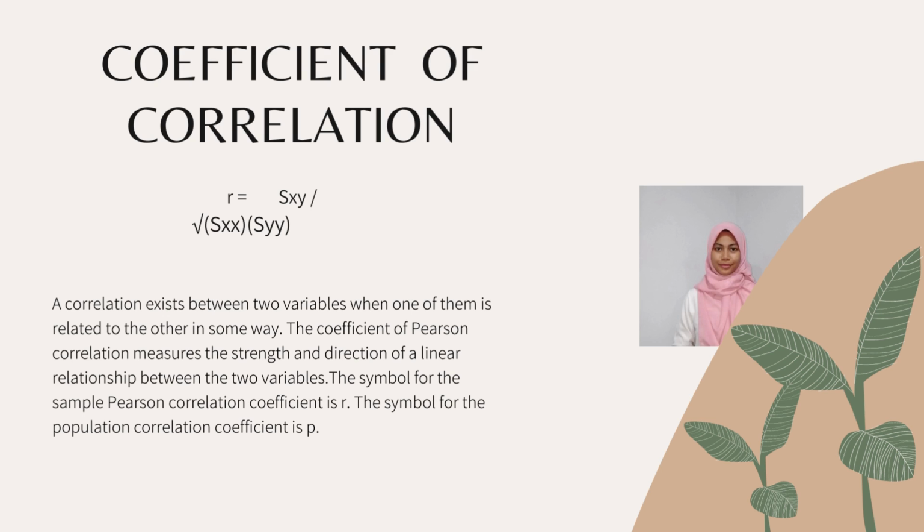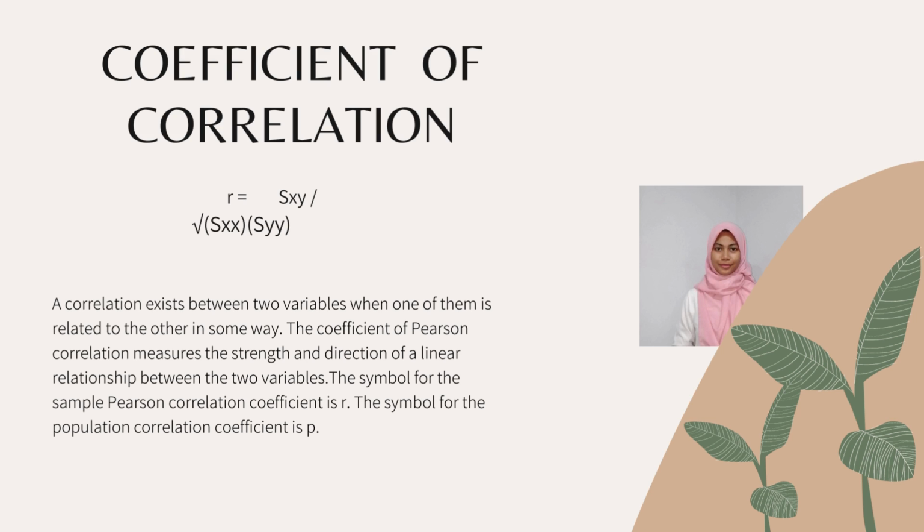The dependent variable cannot be predicted from the independent variable. Okay, next, the coefficient of correlation. A correlation exists between two variables when one of them is related to the other in some way. The Pearson correlation coefficient measures the strength and direction of a linear relationship between two variables. The symbol for the sample Pearson correlation coefficient is r. The symbol for the population correlation coefficient is rho.